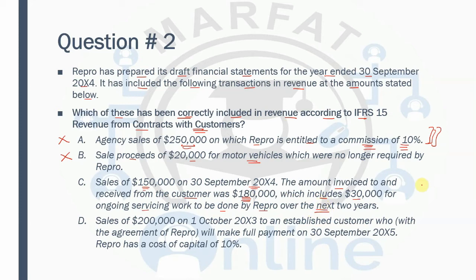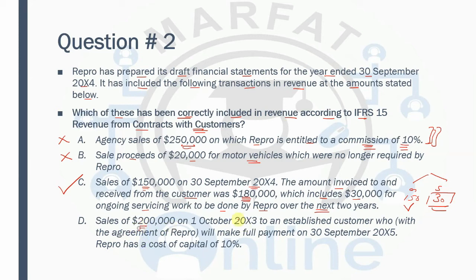2 years. That means there were 2 performance obligations. The first one is the goods, which is 150, and the next one is the services of 30 which are yet to be provided. So recording the 150 is the correct treatment. So C is the right option. But we'll be discussing D as well.